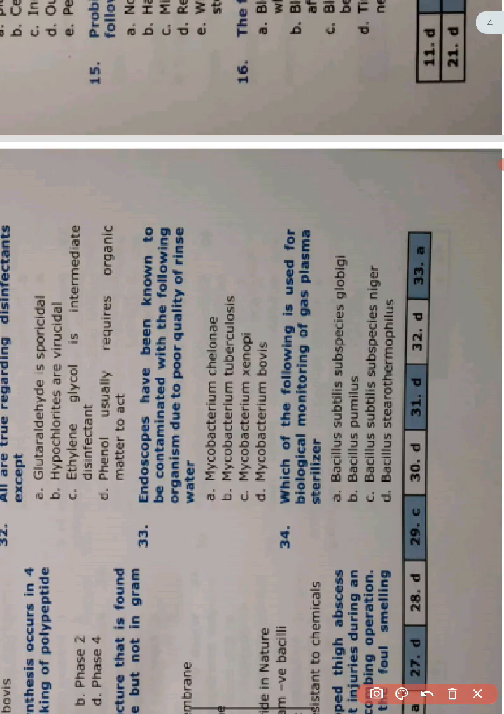Endoscopes have been known to be contaminated with the following organism due to poor quality. This we have done, right? This is Mycobacterium chelonae, that is present in the tap water and contaminates endoscopes. Which of the following is used for biological monitoring of a gas plasma sterilizer? For that, you have to take some bacteria and check for it. There is Bacillus stearothermophilus.